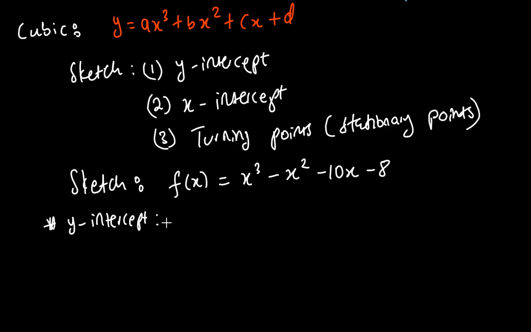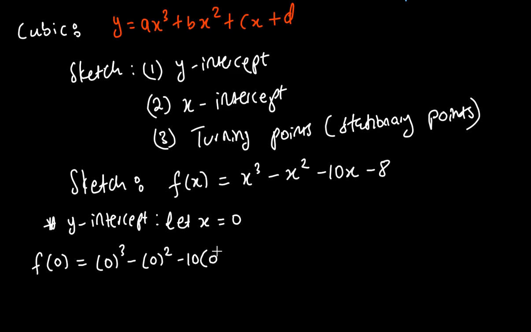Yes, we say let x be equal to 0, meaning where we see x, we put 0. So we're going to say f of 0 is equal to 0 cubed minus 0 squared minus 10 into 0 and then minus 8. So the answer you get here is negative 8. So your f of 0 is negative 8.